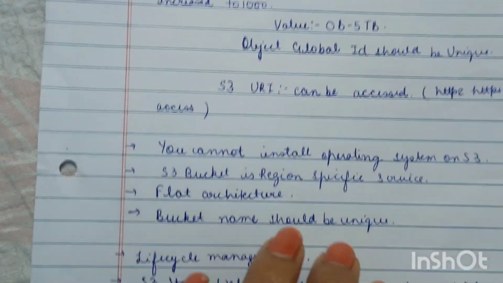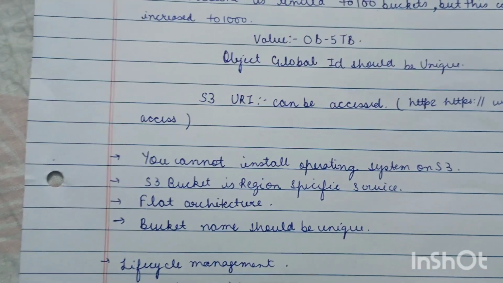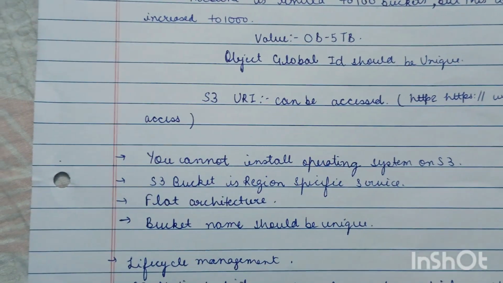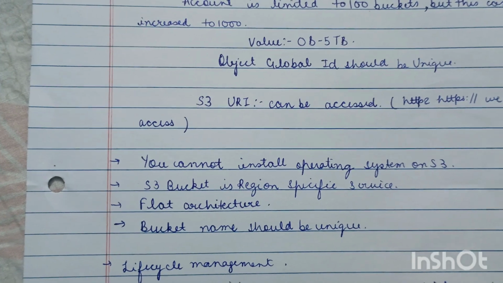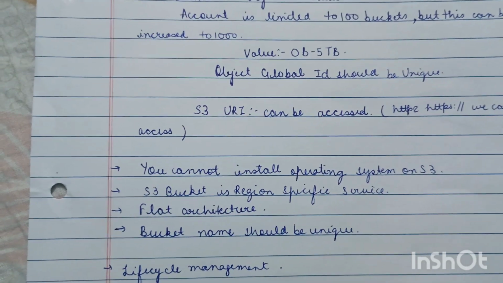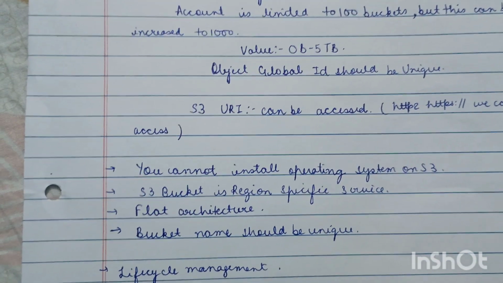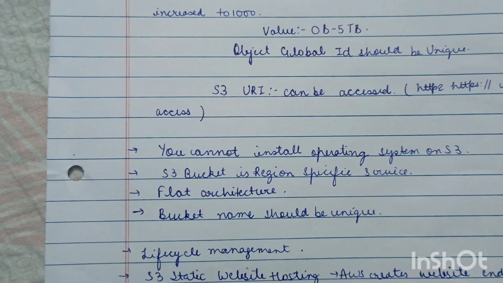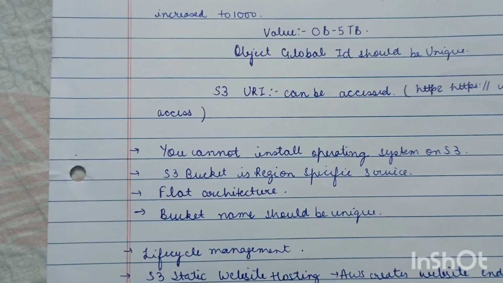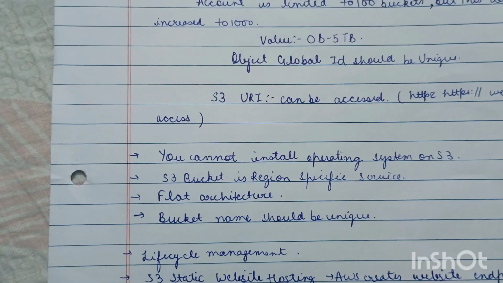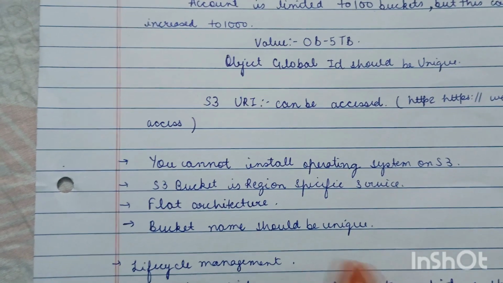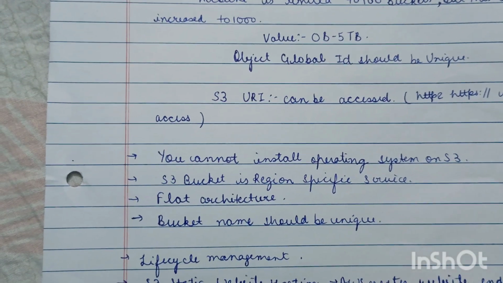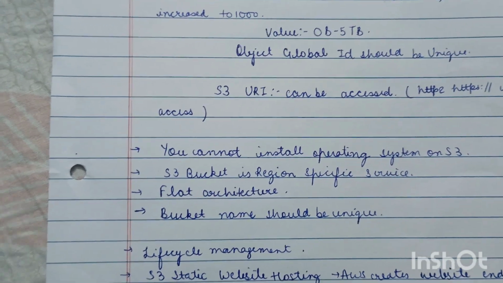A few pointers are very important and can be asked in interviews. I have faced this in my interview: can you install an operating system on S3? The answer is no, you cannot install an operating system on S3. An S3 bucket is a region specific service. It has a flat architecture. Flat architecture means not a hierarchical architecture; inside a bucket we cannot create another bucket.